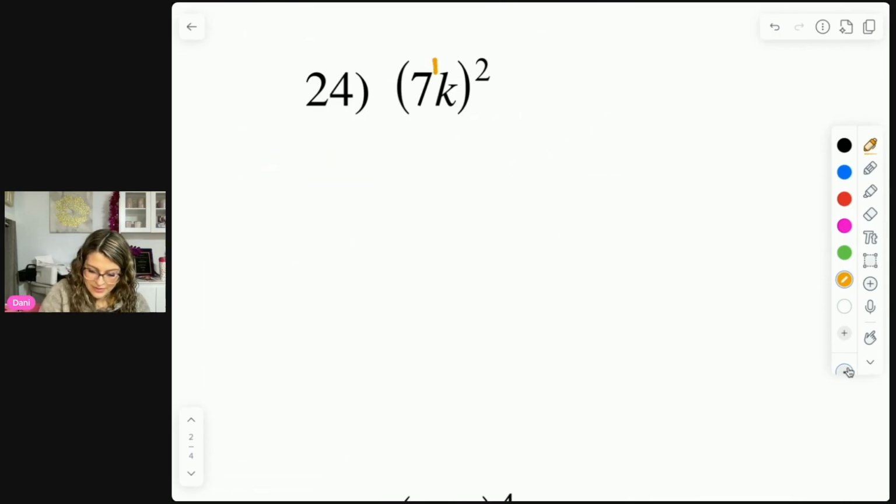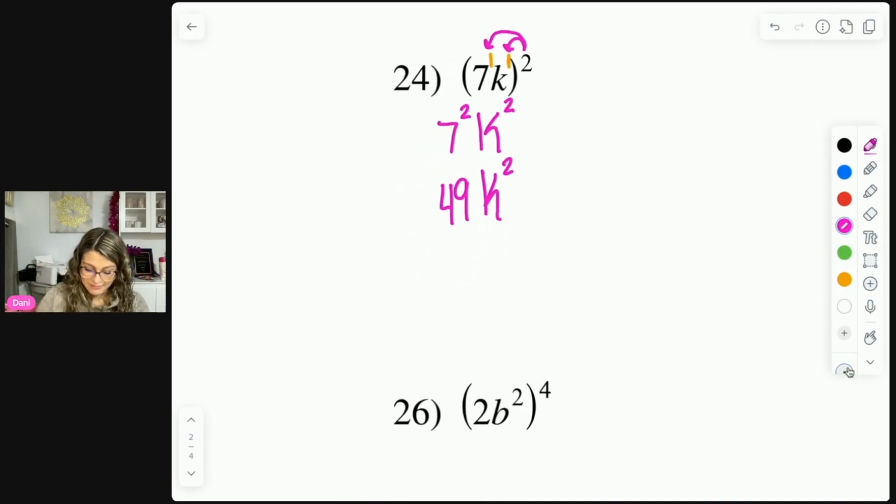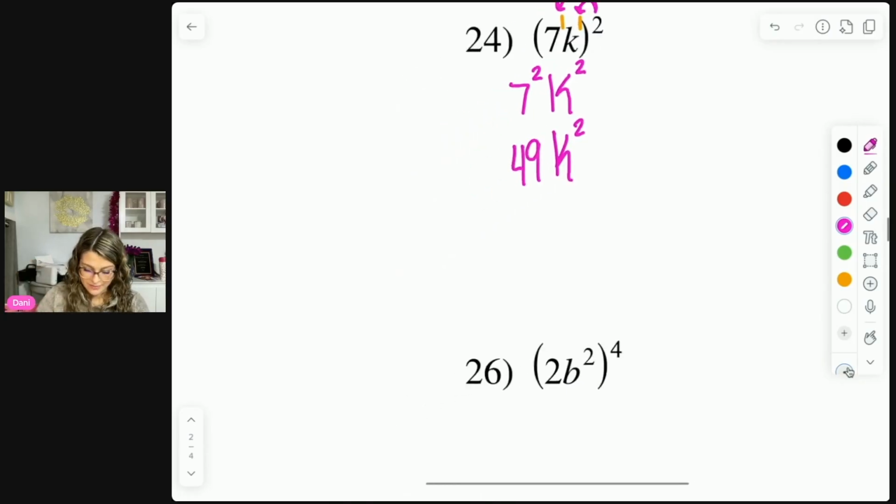All right, so remember there's really an exponent here and there. So on the 7 is to the first, the k is also to the first. So this 2 is going to both of them. So we have 7 squared and k squared. So be very, very careful. All right, if you really want to write it out as 49 k squared, go nuts. They're both correct. Just depends on what the directions are that you're given, okay?